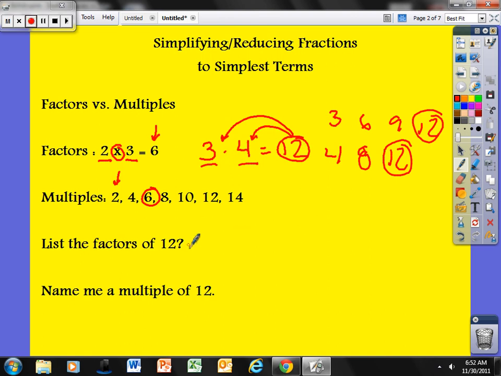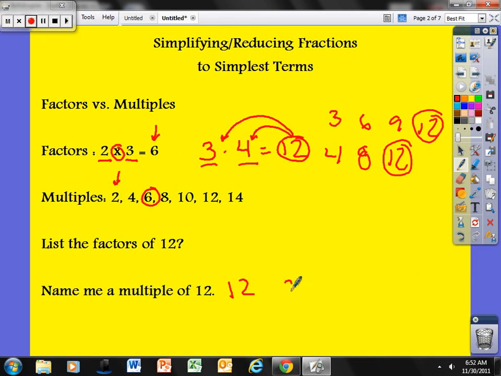So getting down here, I'll just let you do this on your own, list the factors of 12. So in your head you're thinking, what times what will give me an answer of 12? And then we name a multiple of 12. So obviously the first one would be, let's think about this. First one's always going to be 12. And now I'm just counting by 12s.